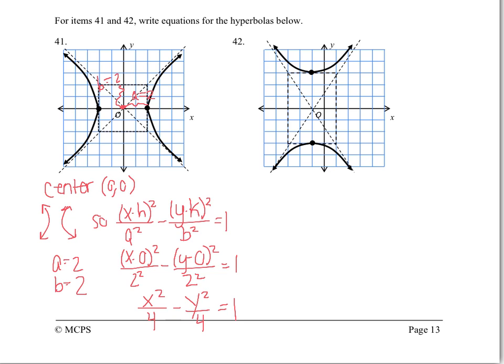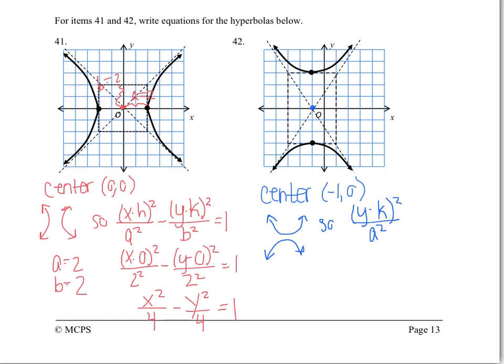For 42, my center is going to be at negative 1, 0. I can see that it is a vertical hyperbola, so my equation is going to have y first. Y minus k squared over a squared minus x minus h squared over b squared equals 1. Next, I need to find my a and my b. My a is going to be the distance from my center to my vertex. So in this case, I can see a is 3.